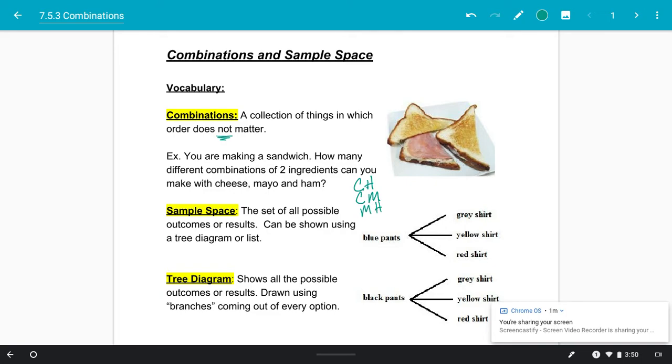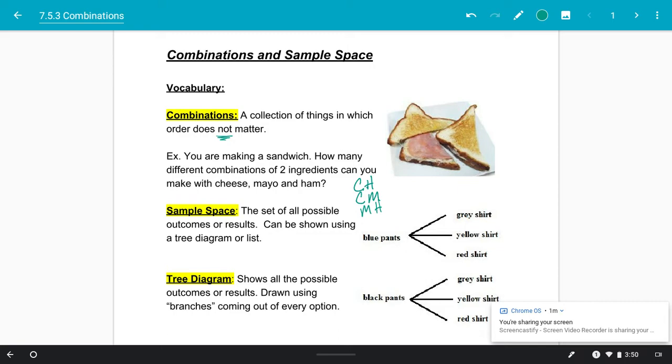Because if I were to look at any other possible combination of these three items as a pair, I would really be looking at one of these combinations, right? So cheese and ham, ham and cheese, those are the same. Cheese and mayo, mayo and cheese, those are the same. Mayo and ham, ham and mayo, those are the same. So the order of those two ingredients doesn't matter to make our combination.